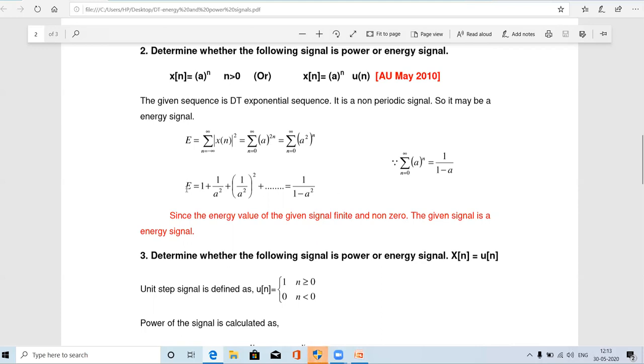So since the energy of the given signal is finite, the given signal is an energy signal. A power n u of n signal is an energy signal whenever the a value is less than 1. That is the condition. This problem is similar to the first problem.